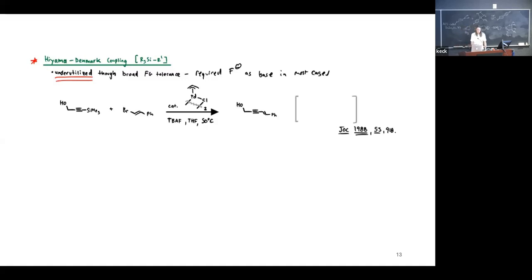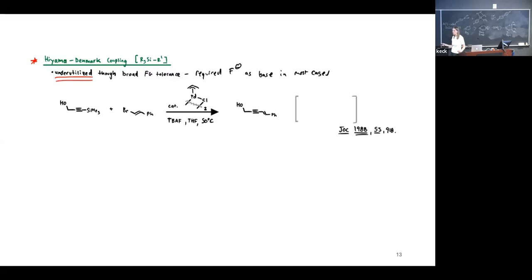All right, we're going to turn to silicon, or the Hiyama coupling. In many ways you can tie it back to the Suzuki coupling, just here we have a silicon that's going to be a transmetalating partner. It's underutilized. It actually has a really broad functional group tolerance. I think they just discovered it a little too late because the Suzuki coupling had already picked up. They're doing all these boron reagents.